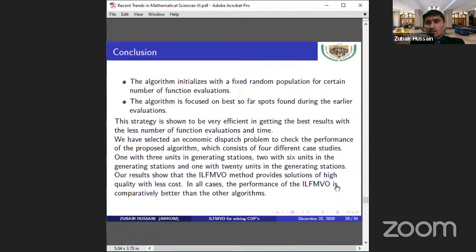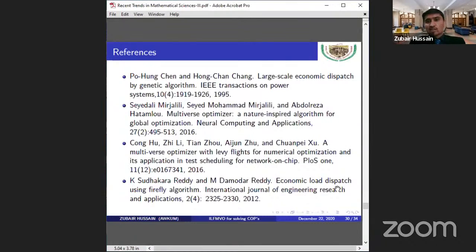and CPU times. So to check the performance, the capability and competency of the proposed algorithm, we have selected 4 standard case studies of the economic dispatch problem, 1 with 3 units, 2 with 6 units, and 1 with 20 units. So our results show that the ILFMUO methods provide solutions of high quality with less cost. In all cases, the performance of ILFMUO is comparatively better than the other algorithms. However, there are some references.